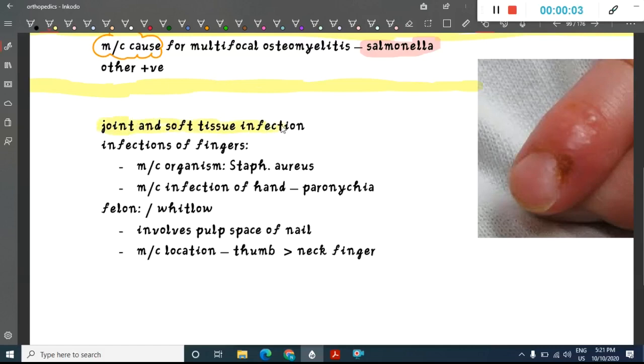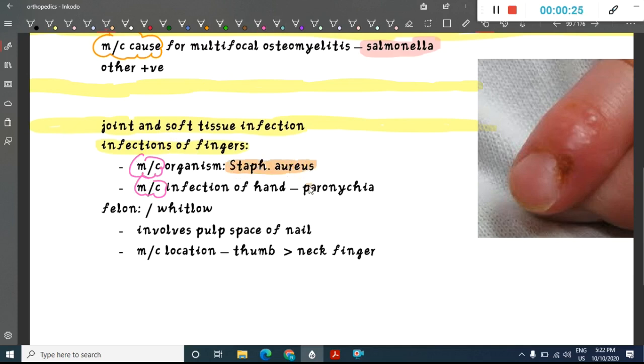In this topic we will learn about joint and soft tissue infections. Here, first we will see the infection of fingers. What is the most common organism causing infection of fingers? The most common organism causing infection of fingers is staphylococcal.